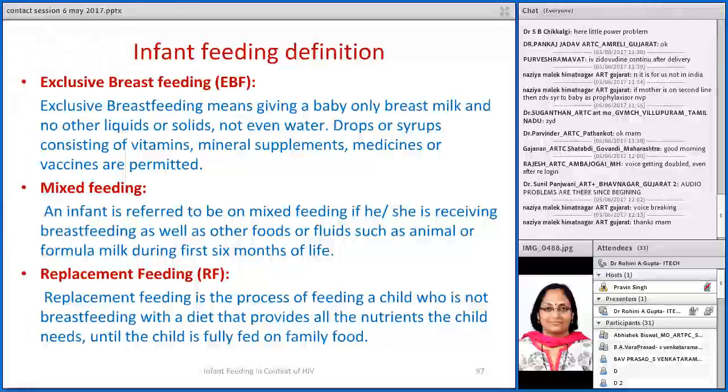So what is exclusive breastfeeding? It is giving a baby only breast milk and no other liquids or solids, not even water. What is allowed is vitamins and drugs. Otherwise, no water, no janambutti, no honey. All this will make it mixed feeding. What is mixed feeding? An infant is referred to be on mixed feeding if he or she is receiving breastfeeding as well as other foods or fluids such as animal or formula milk during the first 6 months of life.